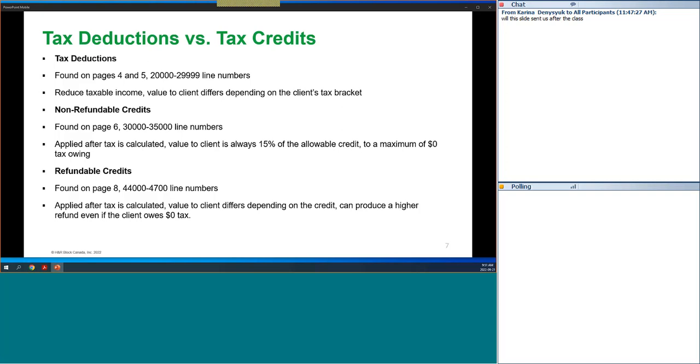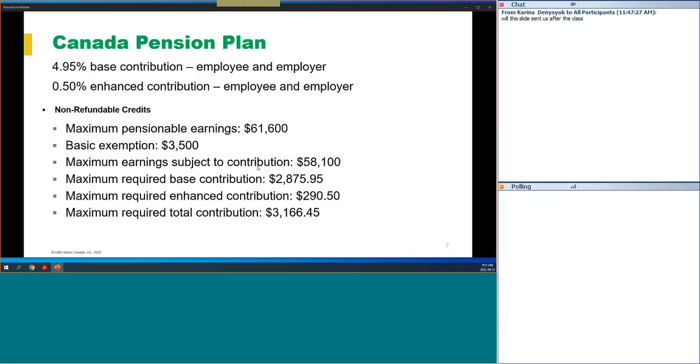Okay, so let's look at CPP, because CPP is both a deduction and a non-refundable credit. It has elements of both. Now, when I first took this course, that was not true. So when I first took this course, Canada Pension Plan contributions, what you paid into Canada Pension Plan through your employer, was just a non-refundable credit. That was it. And it was 4.95%.